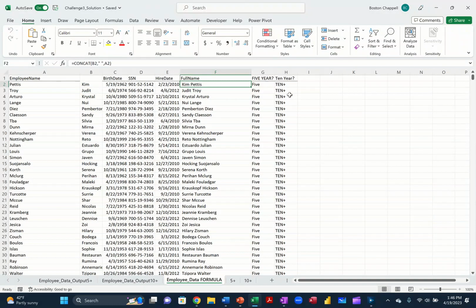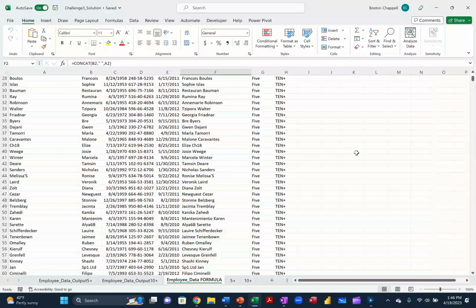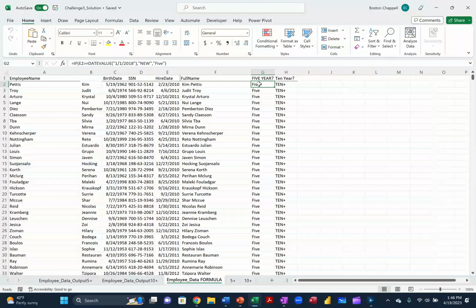Next, I did something a little different. So I decided to make two columns. So first I had everyone with the 5-year date. So here is my formula. So basically, if their hire date was greater than or equal to the 1st of January of 2018, then they were new. If it was more than that, then it was 5. So then I got everyone that was 5 years.